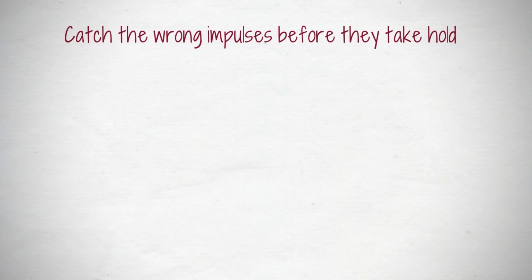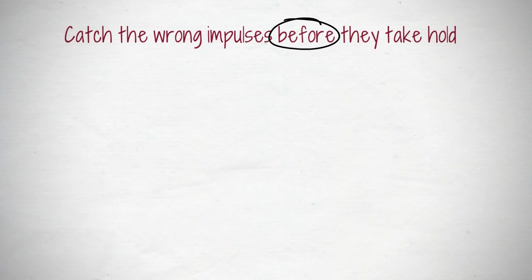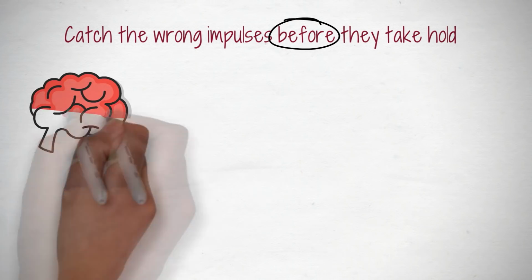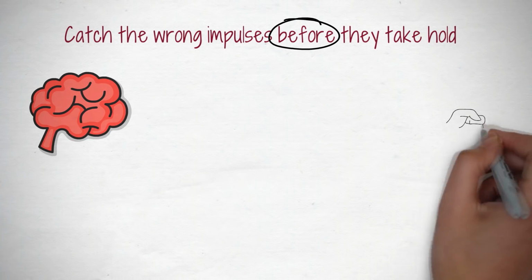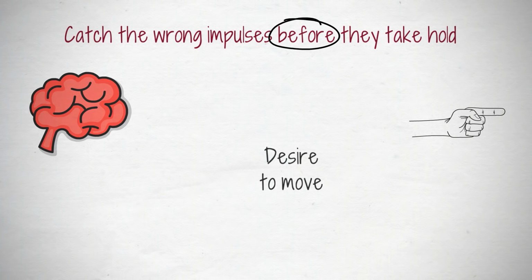To inhibit distractions, you need to be aware of your thoughts and internal mental processes. This will give you some room to catch the wrong impulses before they take hold. This is what happens in your brain before you take an action. Imagine a simple act, like the desire to move your finger, or stretching your hands to grab your phone.